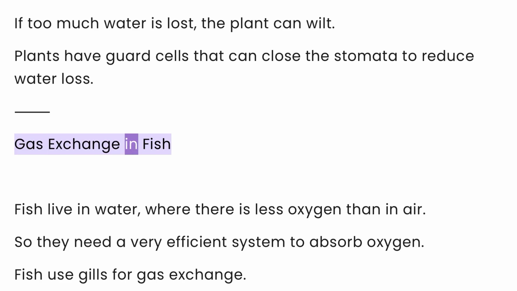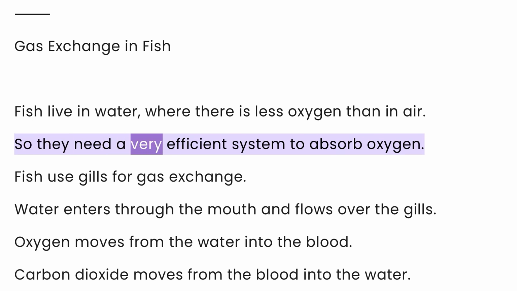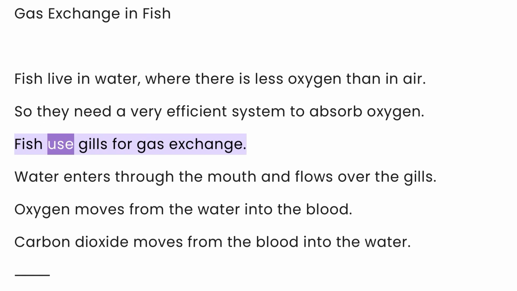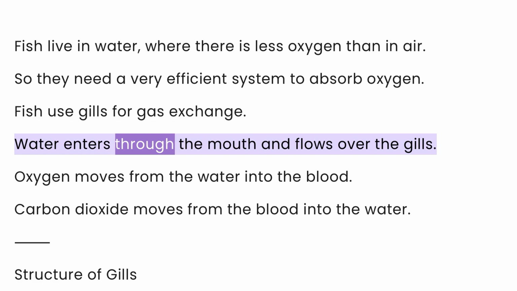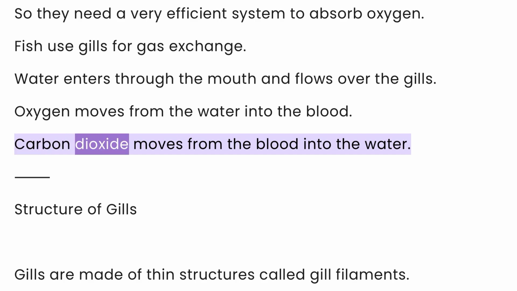Gas exchange in fish. Fish live in water, where there is less oxygen than in air. So they need a very efficient system to absorb oxygen. Fish use gills for gas exchange. Water enters through the mouth and flows over the gills. Oxygen moves from the water into the blood. Carbon dioxide moves from the blood into the water.